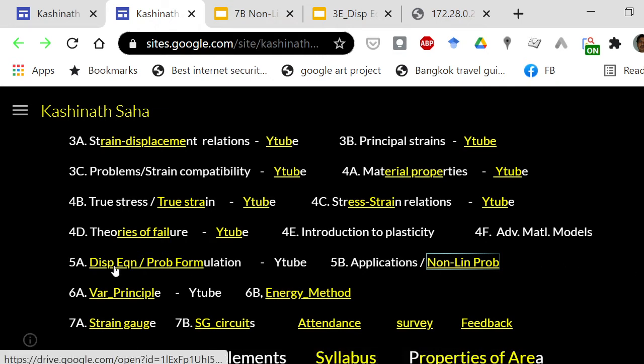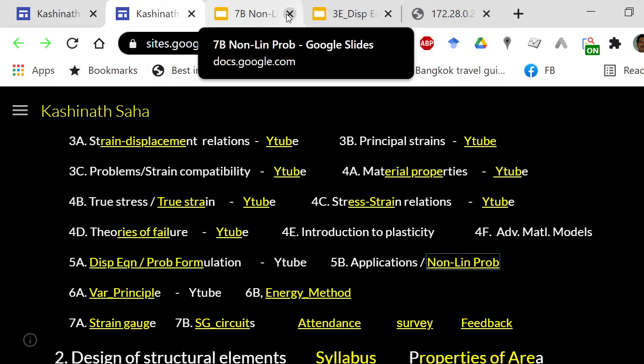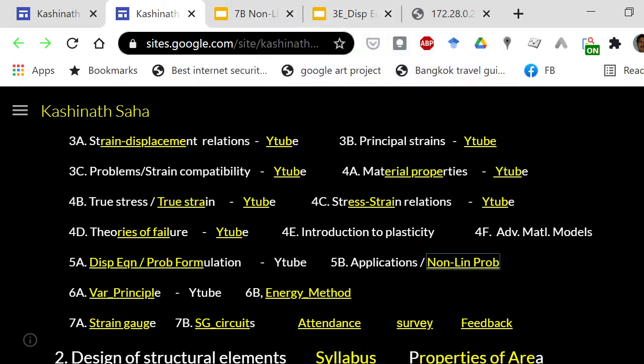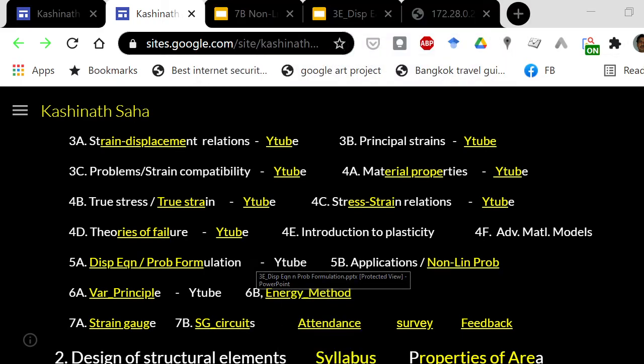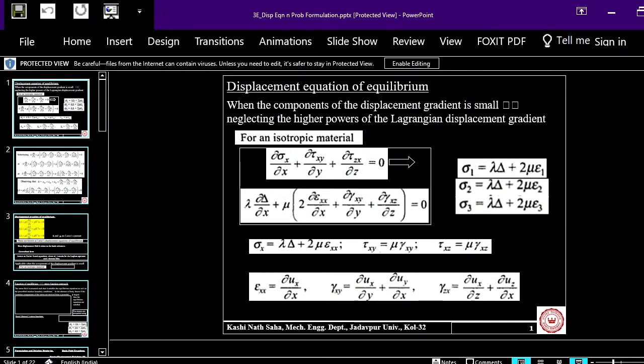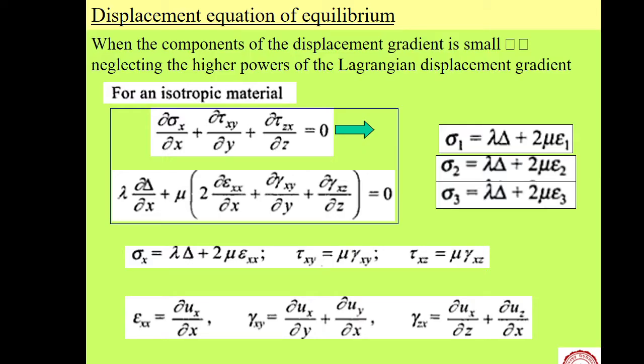First one is the displacement equation of equilibrium. These two slides we will be discussing. They are downloaded here, so let's go directly to these slides. So this is the first topic today. What is the displacement equation of equilibrium? These equilibrium equations basically come from the equation of equilibrium which we observed in connection with our stress analysis.